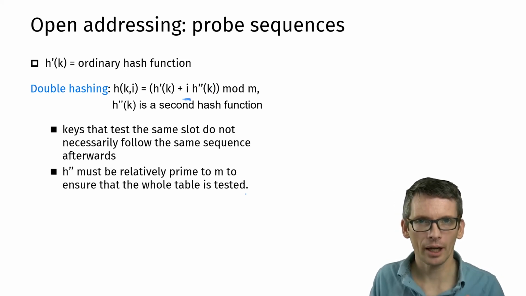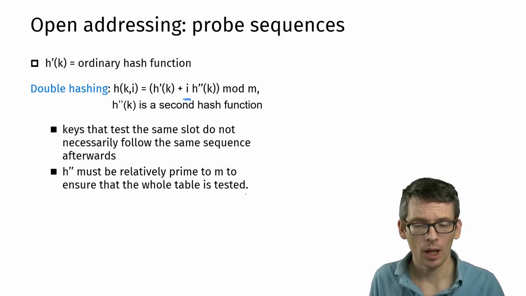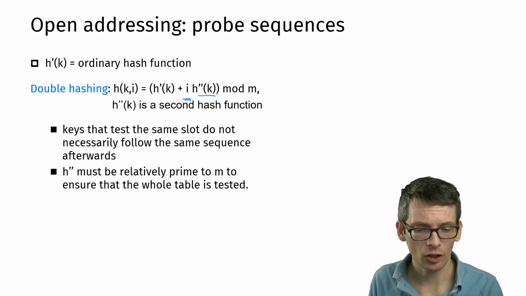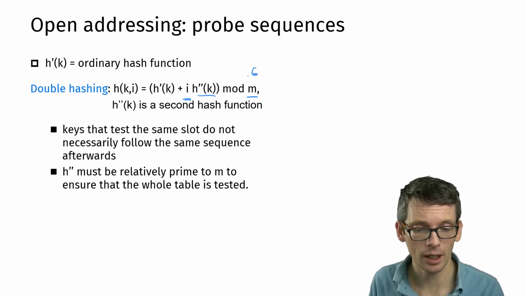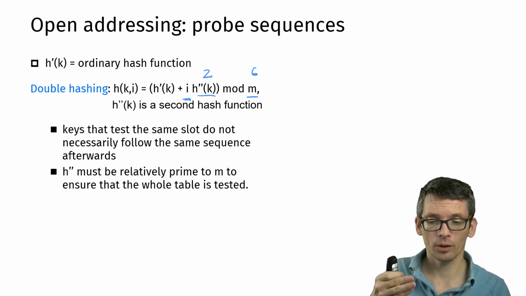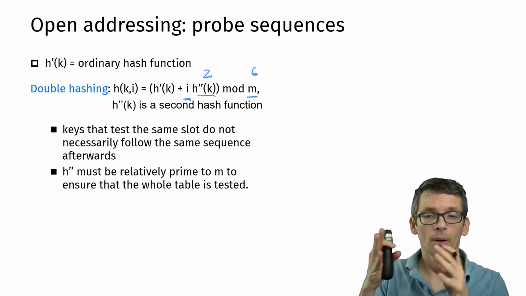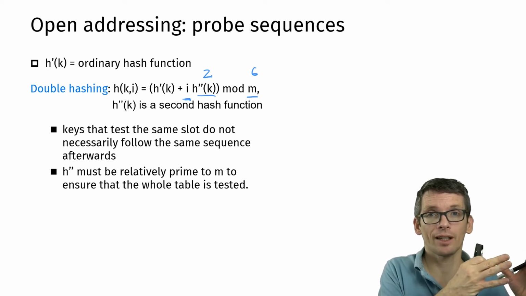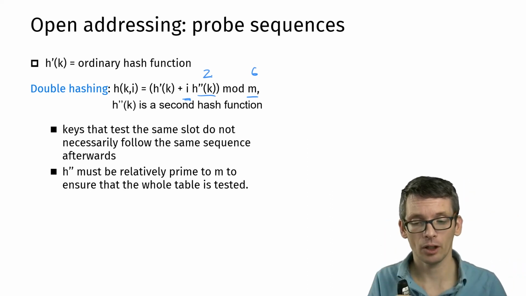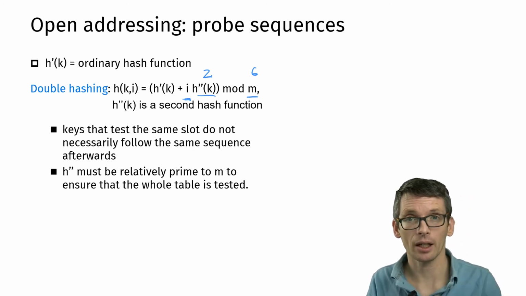One thing that we need to be careful about is that h double prime should be relatively prime to m. So what does that mean? It means that h double prime and m should not share a factor. So for instance, if m is 6 and h double prime is 2, then the probe sequence for k would be h prime of k plus 2, h prime of k plus 4, h prime of k plus 6 mod 6. So again, simply h prime of k. So we would not end up in a permutation if h double prime of k and m share a factor.